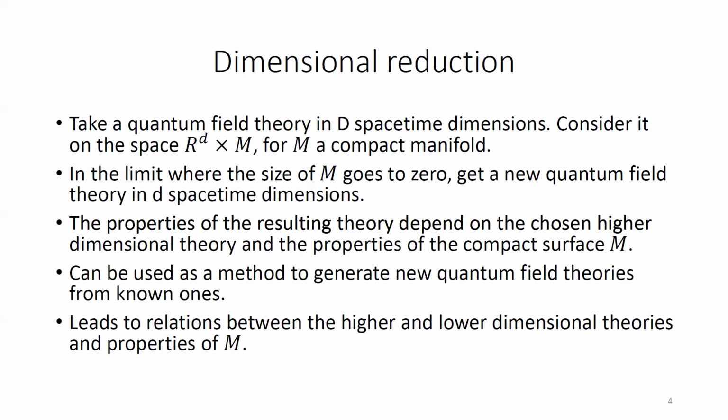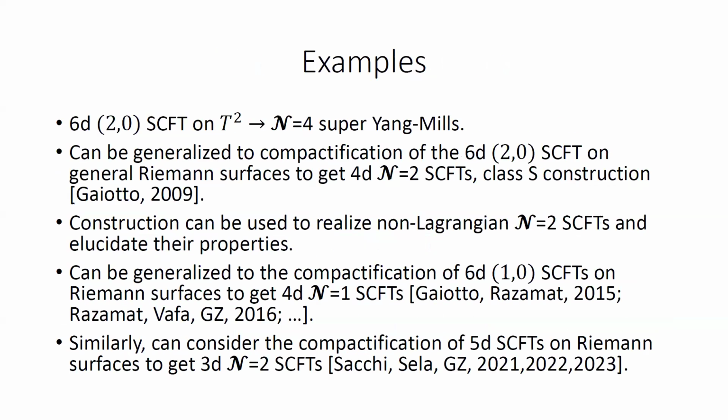It allows you to get new quantum field theories in lower dimension from some given higher dimensional theory. Now, the properties of the resulting lower dimensional theory will depend on the originally chosen higher dimensional theory, but also on properties of the compact surface M. This allows you to learn some non-trivial phenomena about the lower dimensional theories if you sufficiently understand the higher dimensional theory or properties of the compact surface M. So to give some examples that I'm assuming are quite familiar to most of the audience here, but I will repeat them anyway.